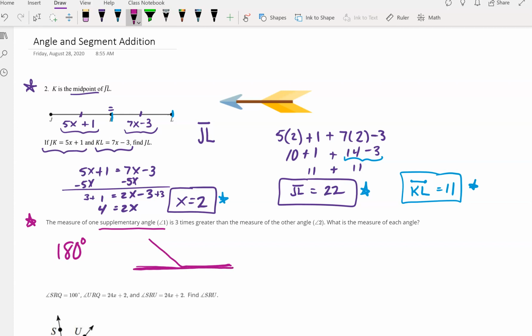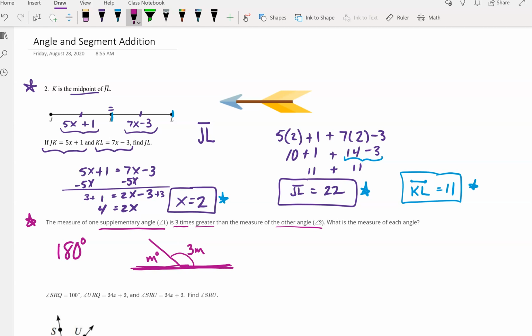angle, 180 degrees. It says that the measure of angle 1 is 3 times greater, so 3 times greater means we're going to be multiplying by 3, than the measure of the other angle. All right, well, let's make the other angle m degrees. We'll call that the measure of angle 2. And if this is 3 times greater than angle m, then the measurement here must be 3m. Now here's where it gets a little tricky.